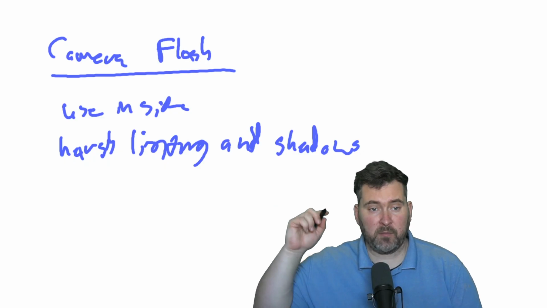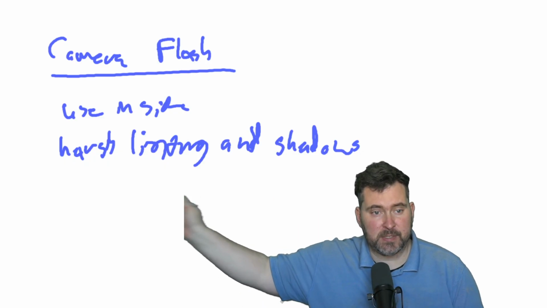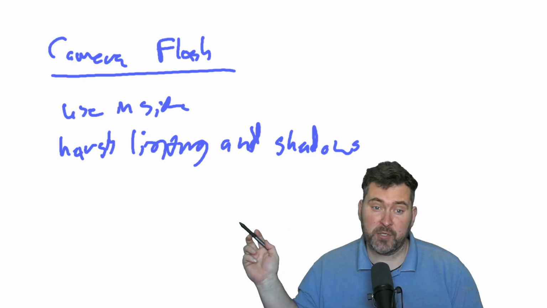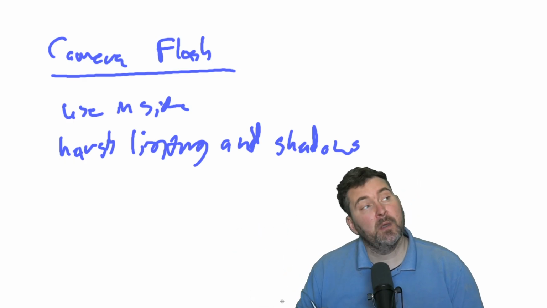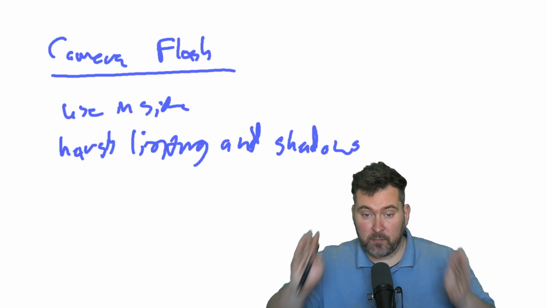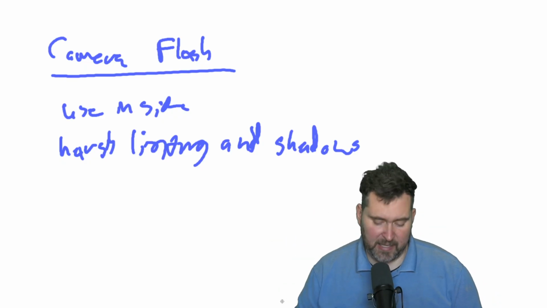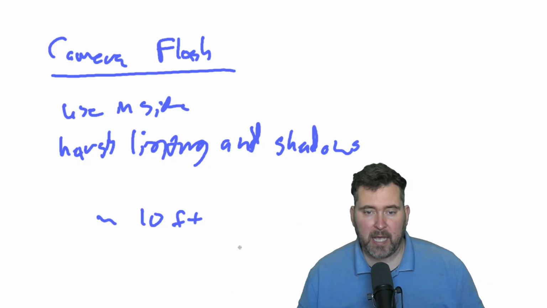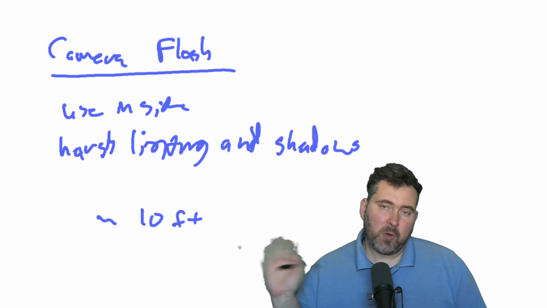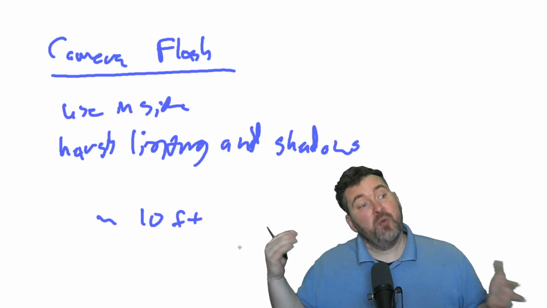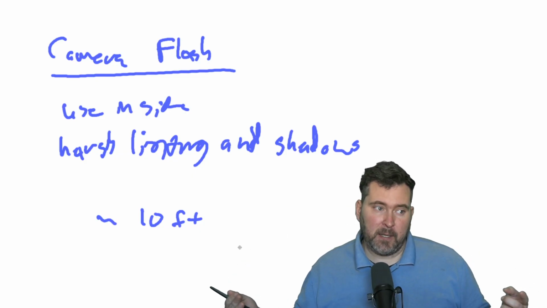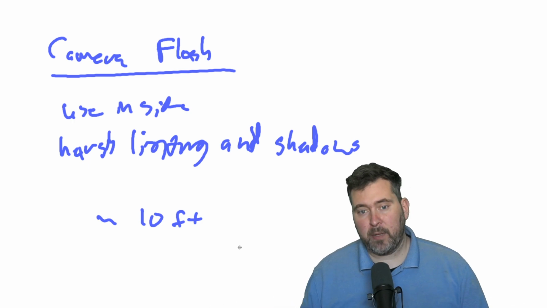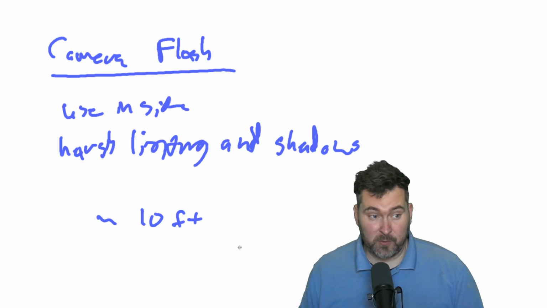So if you're using a camera flash, remember you probably want to use it inside, and it's going to create some harsh lighting and some shadows. So you really have to be able to get right in front of the subject that you're trying to take, and you probably need to be within about maybe 10 feet of that subject to be able to cast light on them. Now, if you have a more complicated setup, you can create a lot of different effects with specialized lighting and camera equipment, which I'm not going to get into in this class.